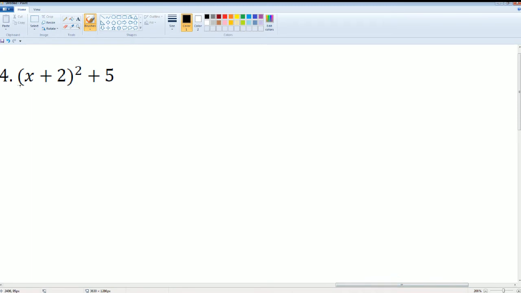Alright, same thing here. Expand that out. You have x plus 2 times x plus 2. And you're going to add the 5 at the end because it says it right here. So let's FOIL. X times x, that is the first term. X times x. Add the outer. So x times 2.